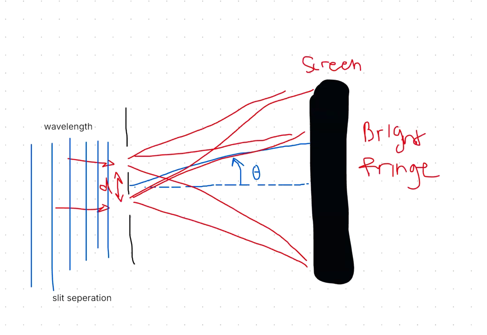Hey everyone, I'm going to be doing question two of week 6B homework. Today we're solving a problem about Young's double slit experiment.